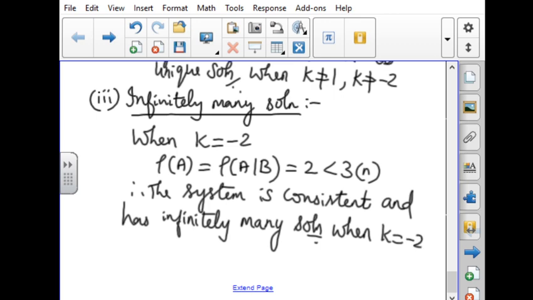So this is a way to check, when solving a system of equations, whether it has a unique solution, no solution, or infinitely many solutions. Similar to this, you have another problem, finding lambda and mu. With an example given in your book, you can do that problem as homework.